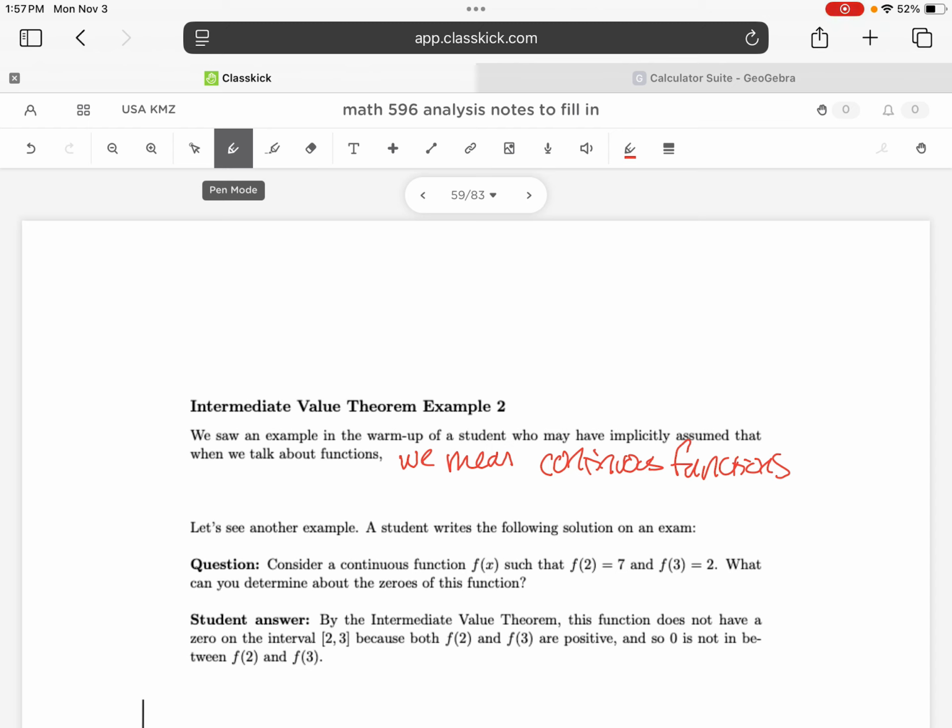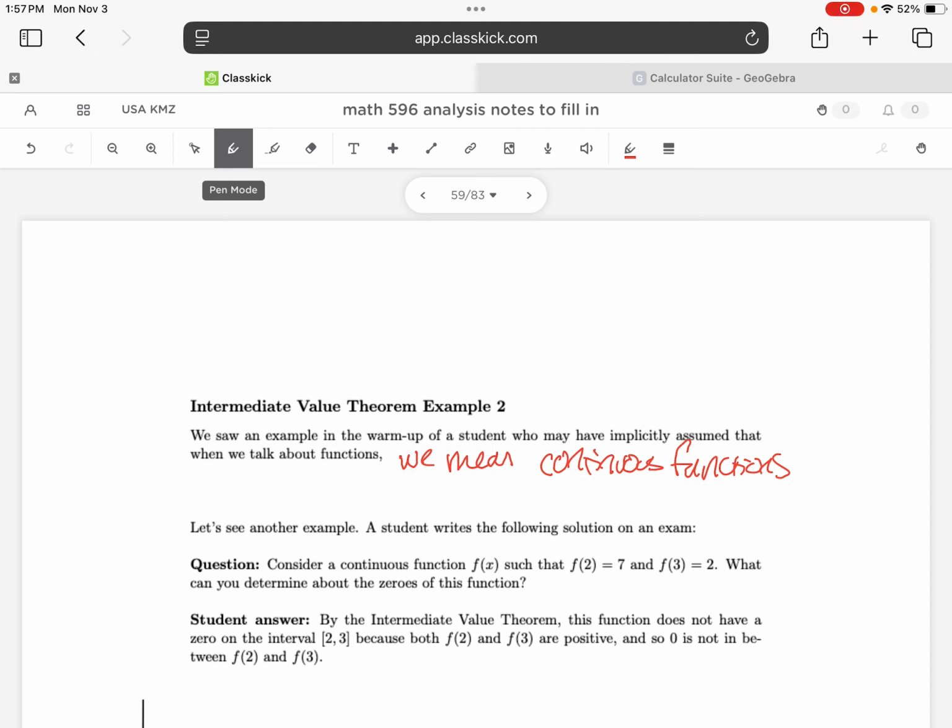The question states that for a continuous function f, where f(2) is equal to 7 and f(3) is equal to 2, what can you determine about the zeros of this function? And the student answers that by the intermediate value theorem, this function does not have a 0 on the interval from 2 to 3 because both f(2) and f(3) are positive, and so 0 is not in between f(2) and f(3).